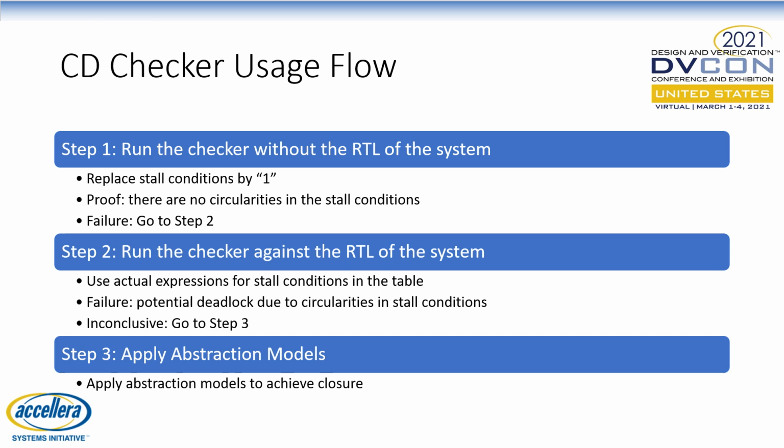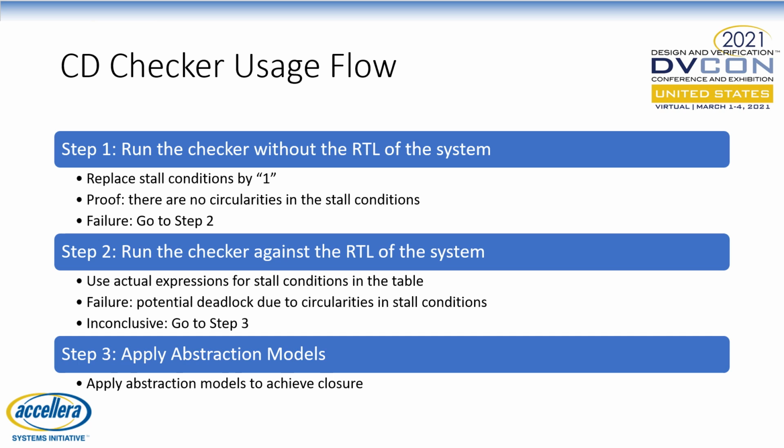So in the first step, we can replace all stall conditions in the table by 1. In this case, we do not need the RTL of system since we have abstracted it out and replaced all the real stall conditions by a constant. If we get a proof, it means there are no circularities in the stall conditions of the system and we are done. However, more often than not that is not the case. For a complex design, we will have failures at this step.